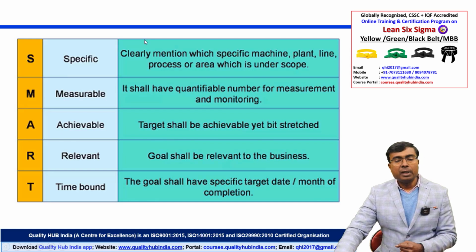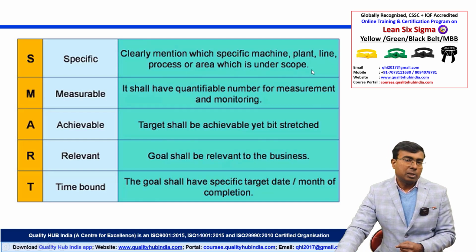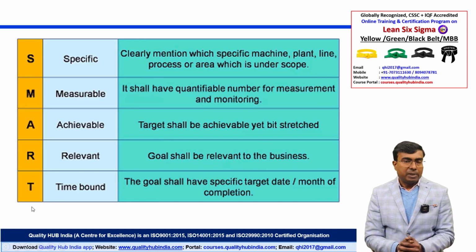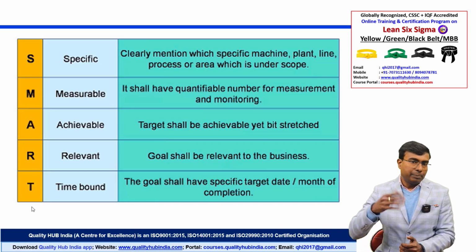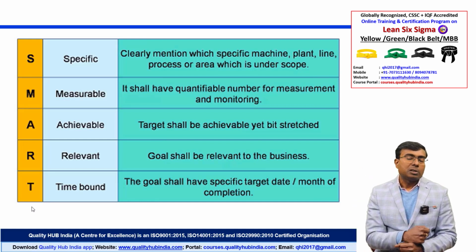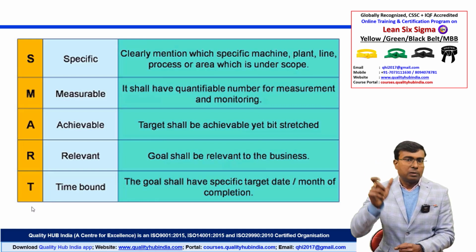You can see over here, it clearly says specific means clearly mention which specific machine, plant, line, process or area is under scope. So this basically means scoping the particular area for which we are setting the objective. In fact, the SMART goal technique is also used for setting objectives or goals for any project. Say for example, you are running a quality circle project or Six Sigma project. There also we use the SMART goal technique for setting goals for the project.